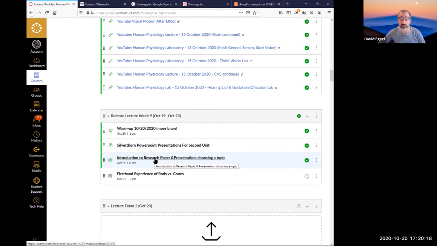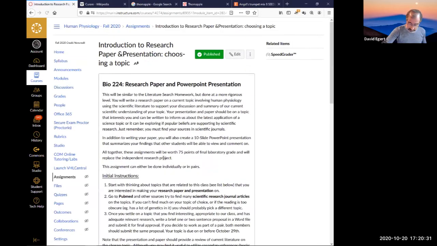Over the next few weeks, what you're going to want to do is think about what you want to do this project on. So let me talk a bit about what the project is so you have a better sense. This will be similar to the literature search homework, but done at a more rigorous level.